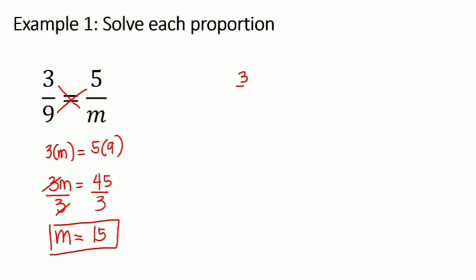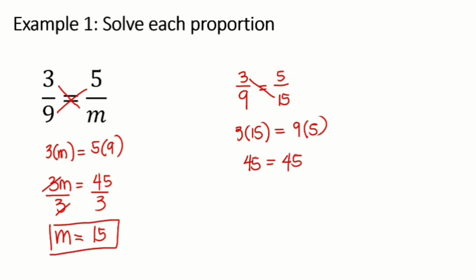So we now have 3 over 9 is equal to 5 over m, where the value of m is 15. So 3 times 15 is equal to 9 multiplied by 5. So 3 times 15, that is 45, is equal to 9 times 5, 45, meaning m is equal to 15 makes this proportion true.